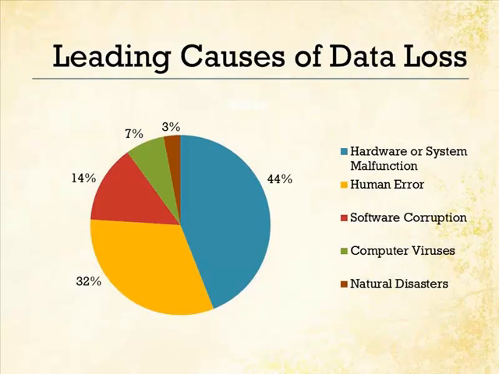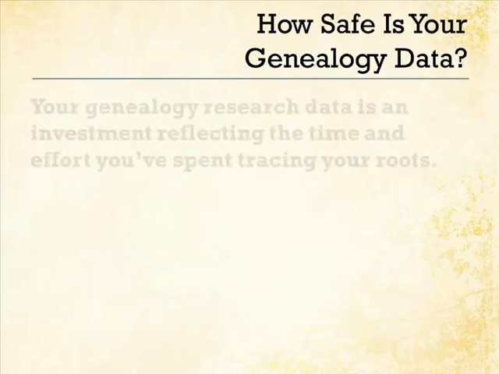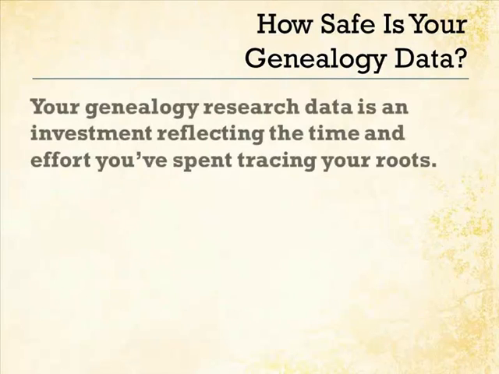Human error, 32%. When we say human error, I'm not talking about deleting a file accidentally. It's very easy sometimes to overwrite a file, very easy to knock a computer over, to drop something and damage the inside. So it's interesting to know that computer viruses and natural disasters really together only account for about 10% of data loss. So let's talk about how safe your genealogy data is.